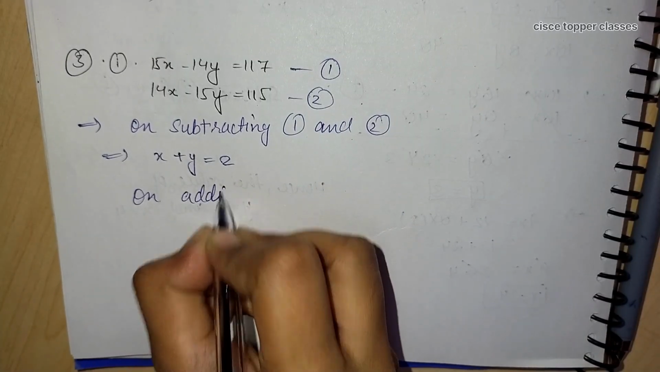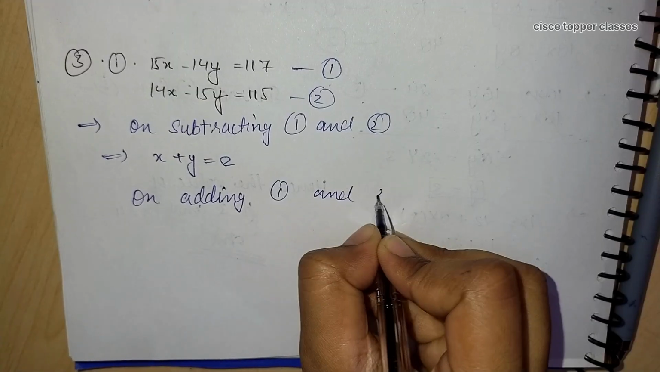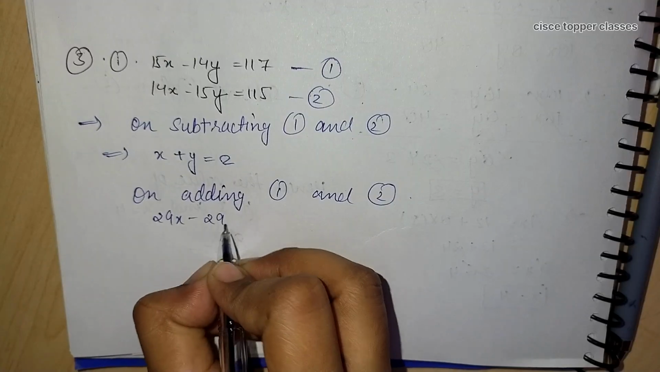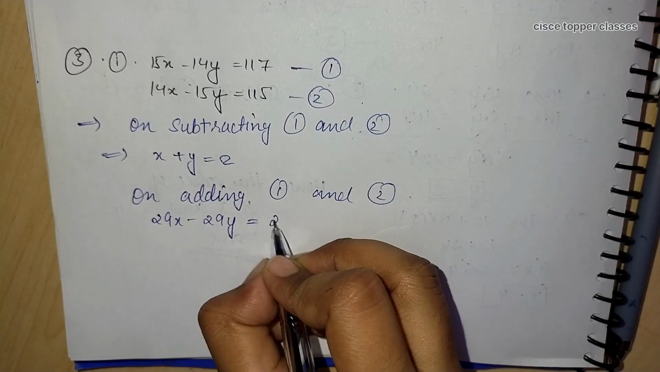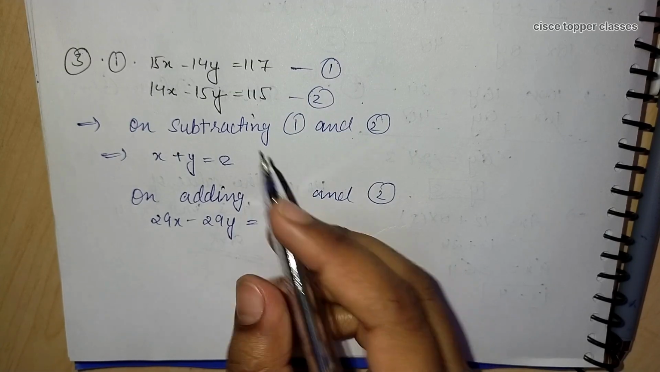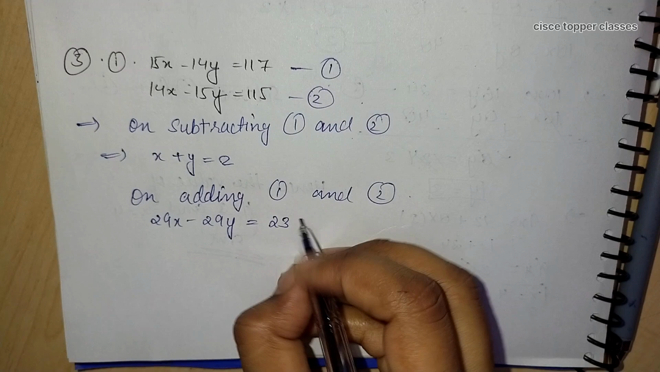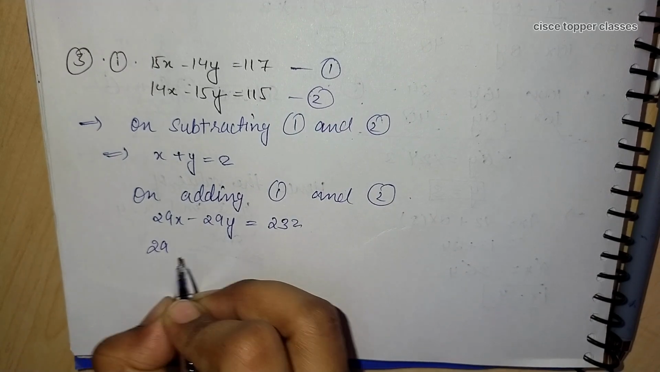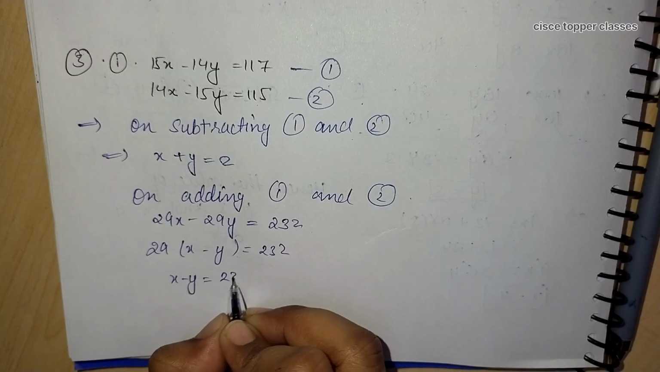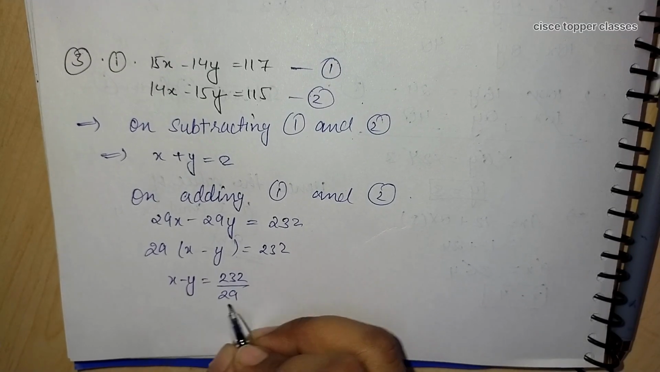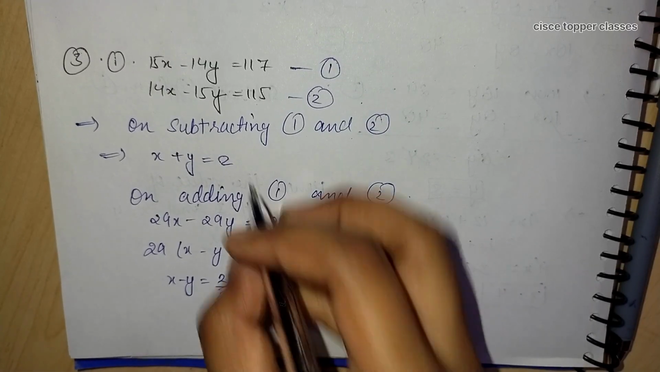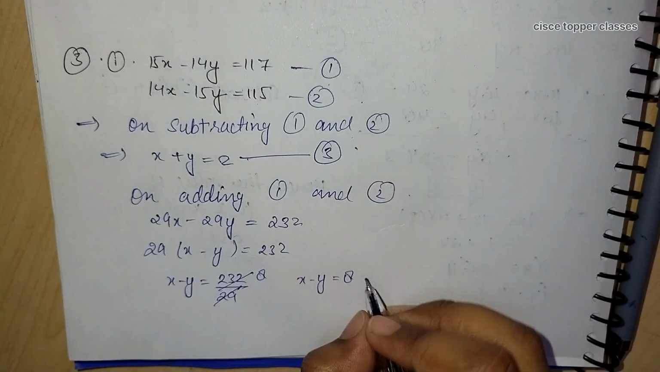On adding first and second, we will get 14 plus 15, 29x, and here minus 29y equal to 243. Simply we can write it as 232 here. Now we can take 29 as common, x minus y equal to 232. So x minus y is equal to 232 divided by 29. On cancelling this part here, we will get 8. So x minus y is equal to 8 here. Let it be the third equation and the other be the fourth equation.